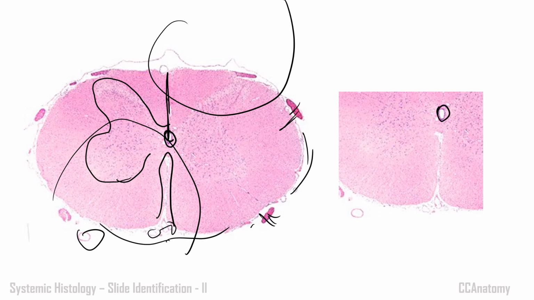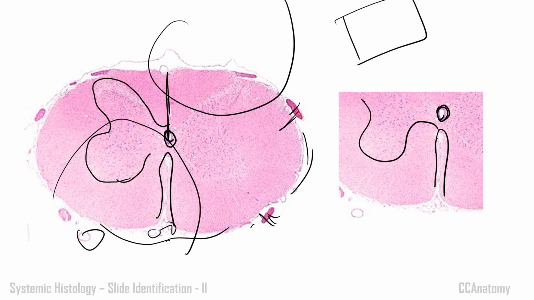Here you can see the central canal, anterior gray horn, anterior median fissure. Okay, so with these small features I should be able to identify this as a slide of spinal cord. When you see the slide with the naked eye, you can see the proper spinal cord appearance also. With that also you can identify the slide.